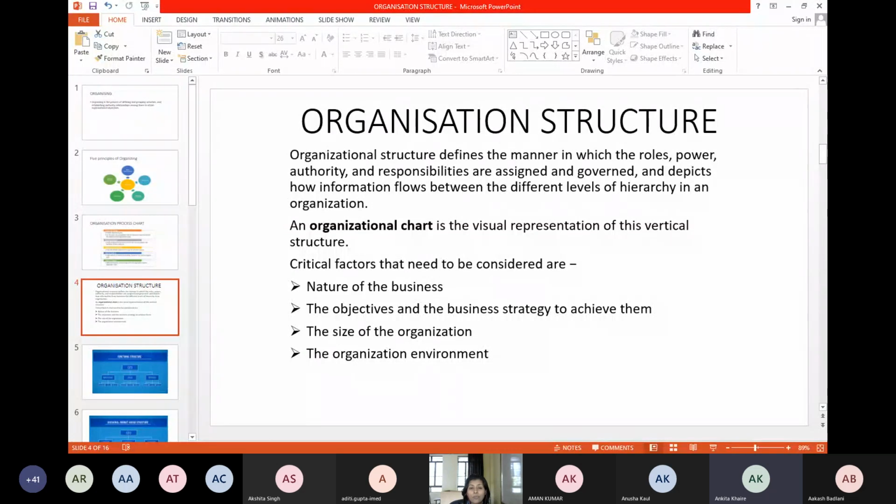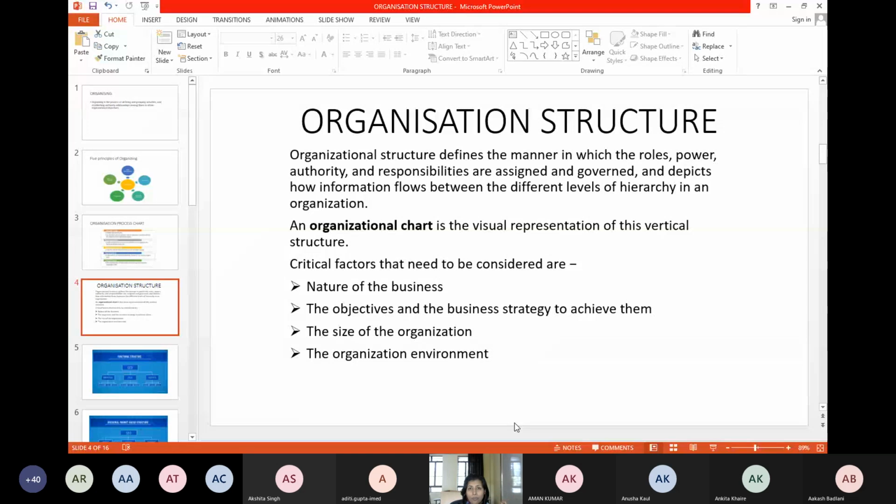Yeah, and further, if you see, the objectives and the business strategy of the business can also decide the organization structure. The size of the organization, whether it's a small organization or a big organization, also decides the organization structure, and most importantly, the organization environment, or you can say the organizational culture. Now all these factors decide the organization structure.